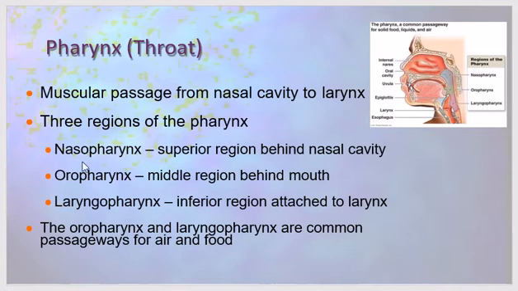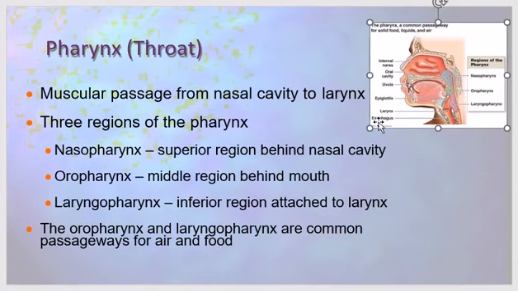Let's start. The first is the nasopharynx, the superior region behind the nasal cavity. The second is the oropharynx, the middle region behind the mouth. The third is the laryngopharynx, the inferior region attached to the larynx.